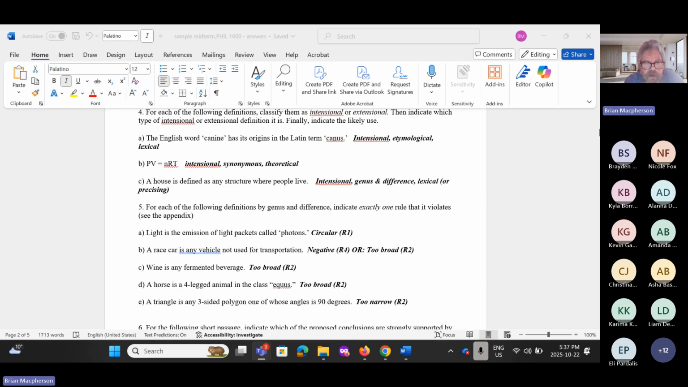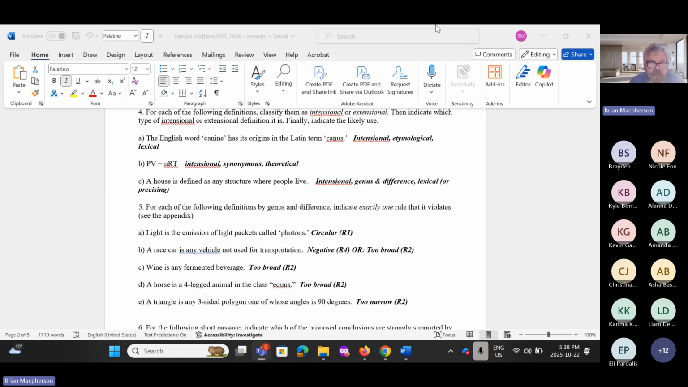Well, I think it's pretty clear that we're listing characteristics of what it is to be a house. So it's definitely intentional, and it's genus and difference. Why is it genus and difference? The genus is the structure, and the specific difference is where people live. So it's intentional, genus and difference, and it's the kind of definition you would find in a dictionary. So you can say lexical, or I would also accept precising. It's making the term more precise.